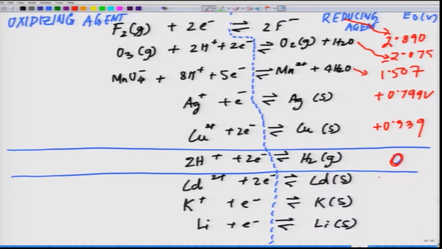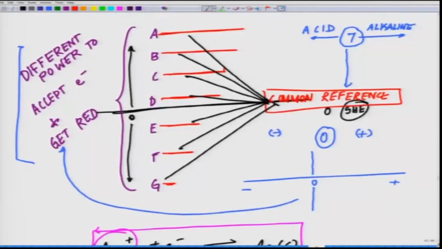Now, if you go below hydrogen, this is where you are falling. Cadmium is minus 0.402, potassium minus 2.936, and lithium minus 3.040. I wanted to show you that picture I drew earlier out here. This is that reference, you remember? I told you that there is a reference. With reference to it, we have certain things which are on the negative side and others on the positive side.